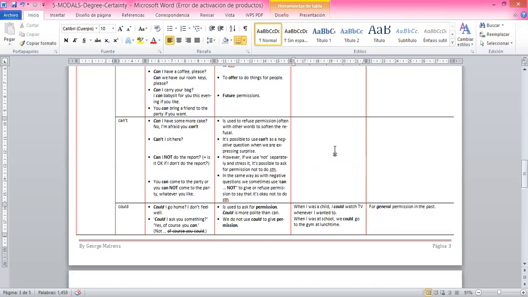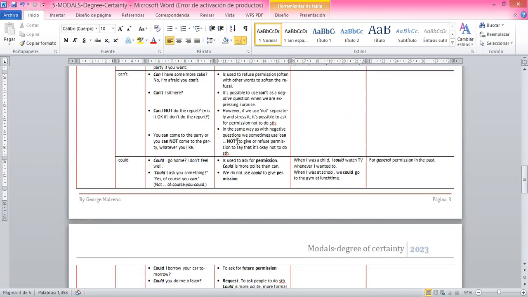For example, can't I sit here? Why not? Probably that space or that chair is not allowed to be there. You understand? Okay, let's see the other one. Can I not do the report? Is it okay if I don't do the report? You're asking for permission whether you can do it or not, but it's not your duty.